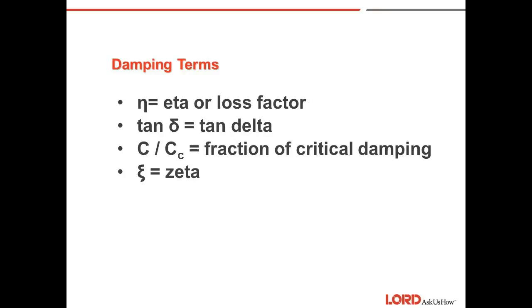Damping terms for the loss factor: eta, or loss factor, tan delta is also one that's used. C over C sub C is the fraction of critical damping, or zeta, which is also the C over C sub C, or fraction of critical damping.